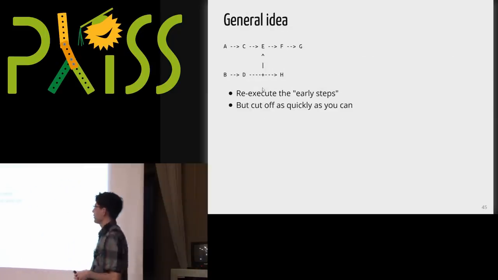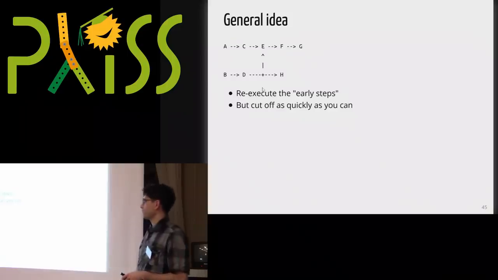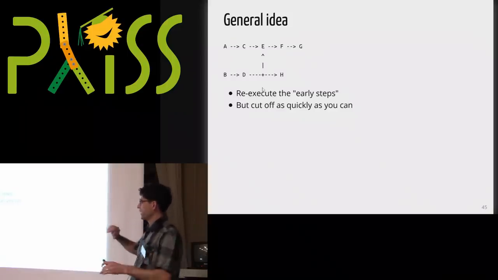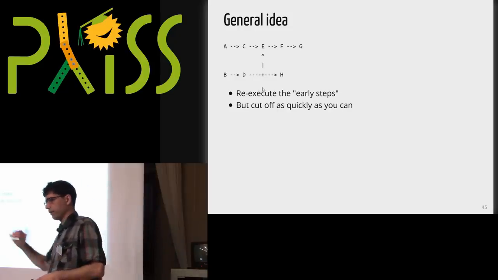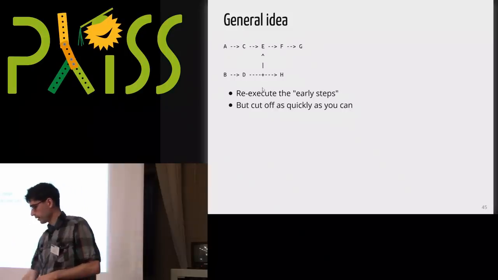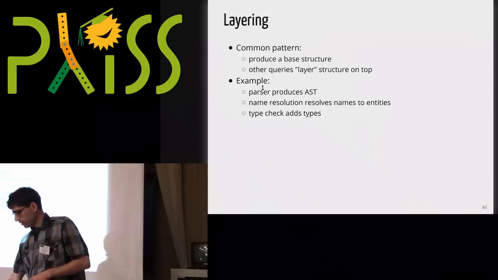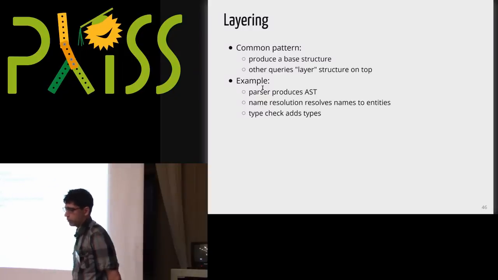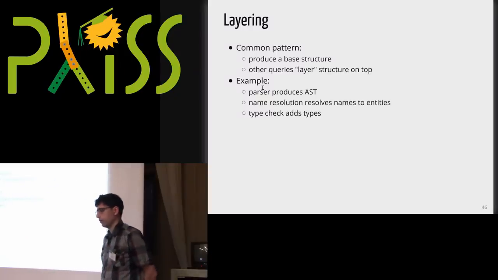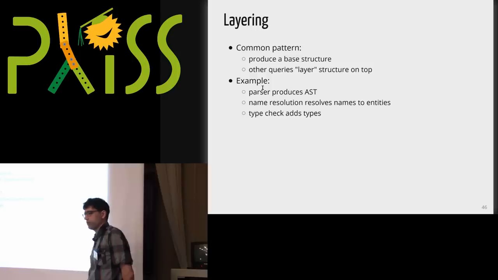But so when you're done, you kind of get this picture where you have a graph of computation, and what you really want to do is re-execute the early steps, but cut it off as quickly as you can. So when you're doing this approach, one of the things you have to do is separate out.